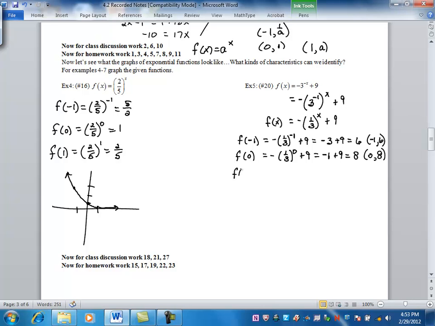And if I plug in f of 1, we get the opposite of 1/3 to the 1 plus 9, so we get -1/3 plus 9, which is 8 2/3, or 26/3. So now we get ready to graph that.